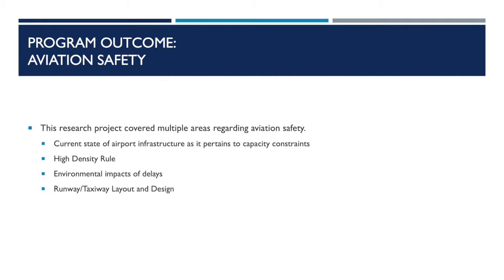Another safety consideration when discussing capacity constraints is the environmental impact. As mentioned earlier, congestion leads to flight delays. But what's truly interesting is the environmental impacts associated with these delays. For example, in 2007, it was reported that flight delays resulted in an additional 740 million gallons of fuel being consumed. That led to the release of an additional 7.1 million metric tons of carbon dioxide.